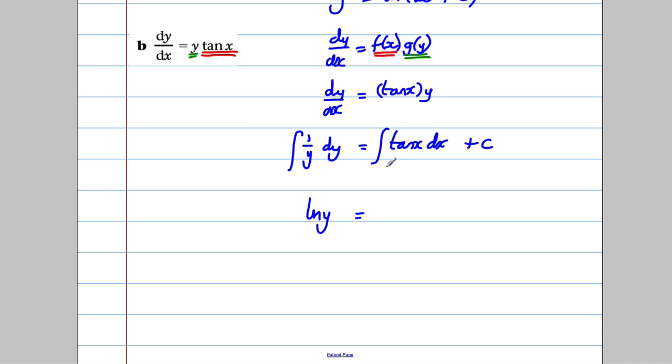And the integral of tan x. Now the integral of tan x is actually in your formula booklet. The integral of tan x is the natural logarithm of sec x. Okay, and you've got plus c. So this answer is in your formula booklet.